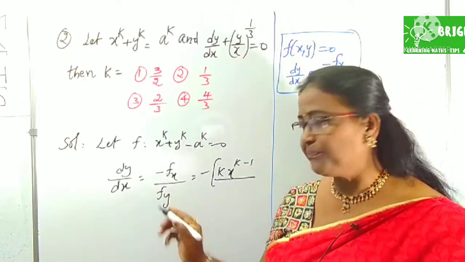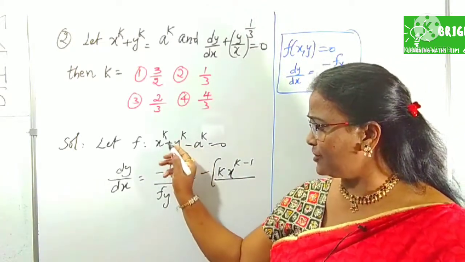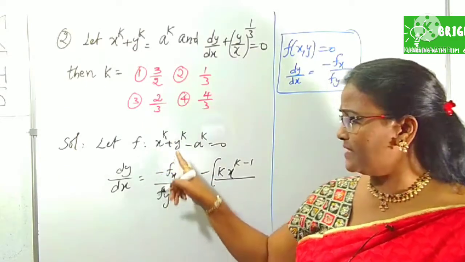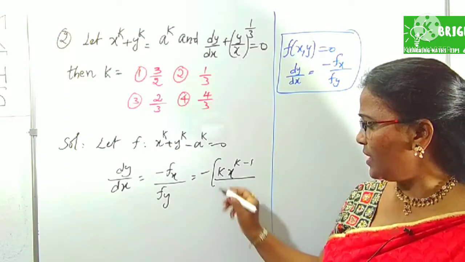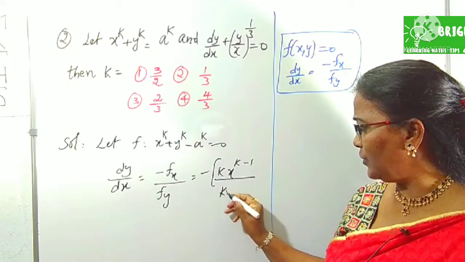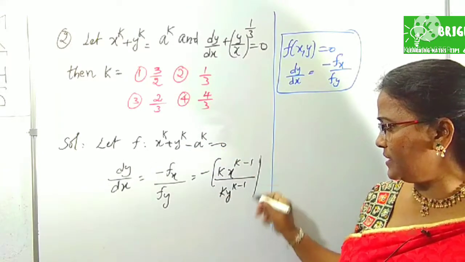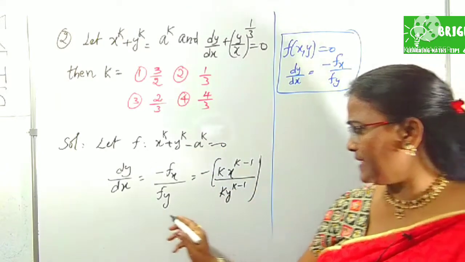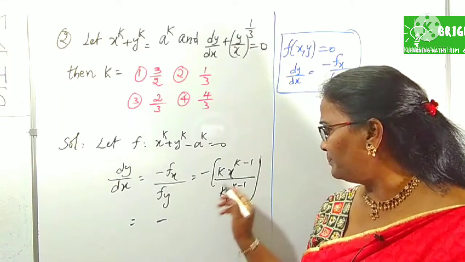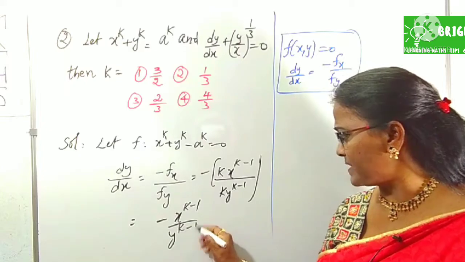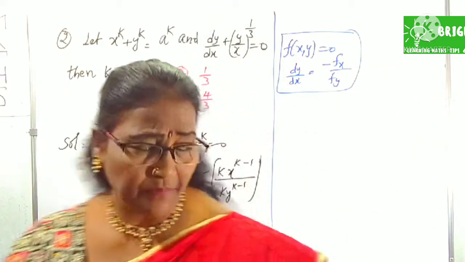Same way, fy means the derivative with respect to y, treating x as constant. The x term's derivative is 0. Now the derivative of y power k is k y power k minus 1, and a power k is 100% constant, so 0. The k gets cancelled. It is minus of x power k minus 1 by y power k minus 1. Okay, this is dy/dx.